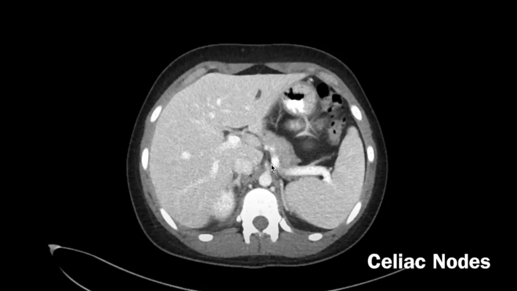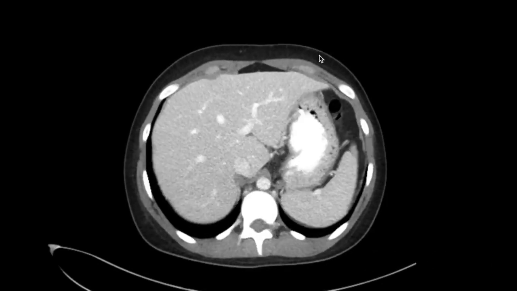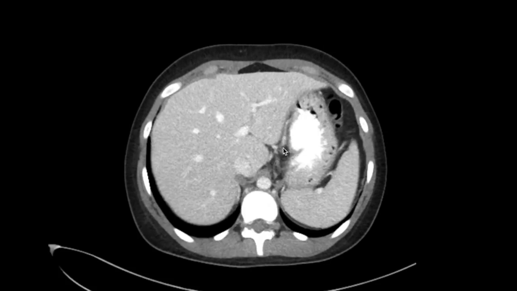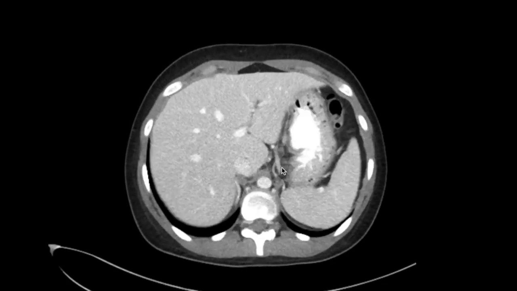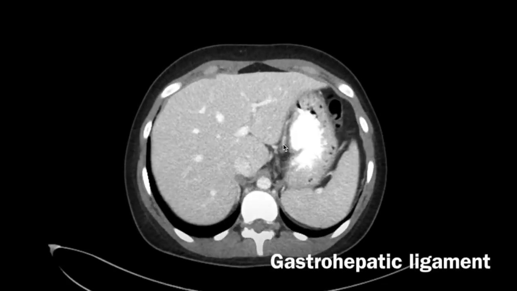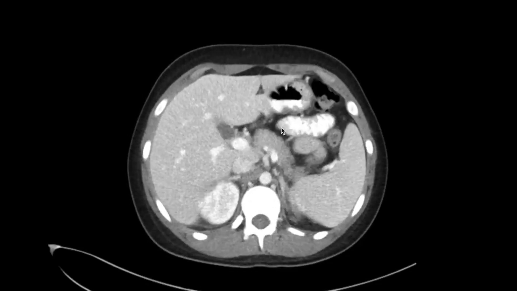Back to the upper abdomen, we have the nodes adjacent to the celiac artery. If you see abnormal nodes there, we call them celiac nodes. A common place to see nodes is here along the lesser curvature of the stomach. Over here, this is all gastrohepatic ligament. So you can call these gastrohepatic ligament nodes or nodes along the lesser curvature.